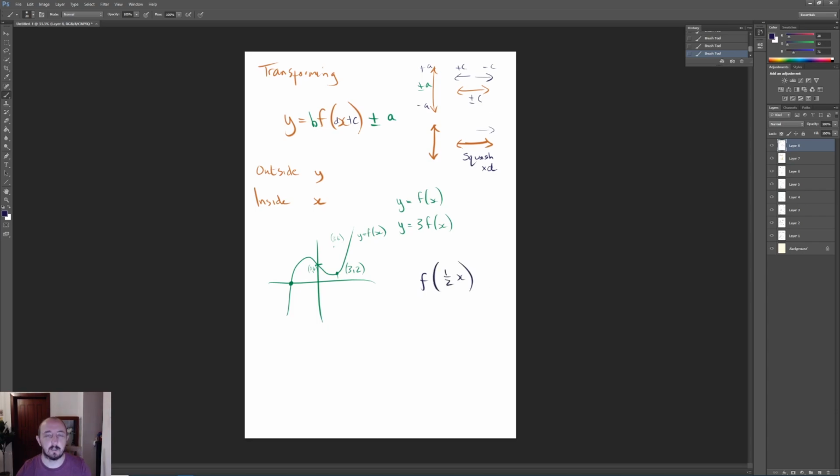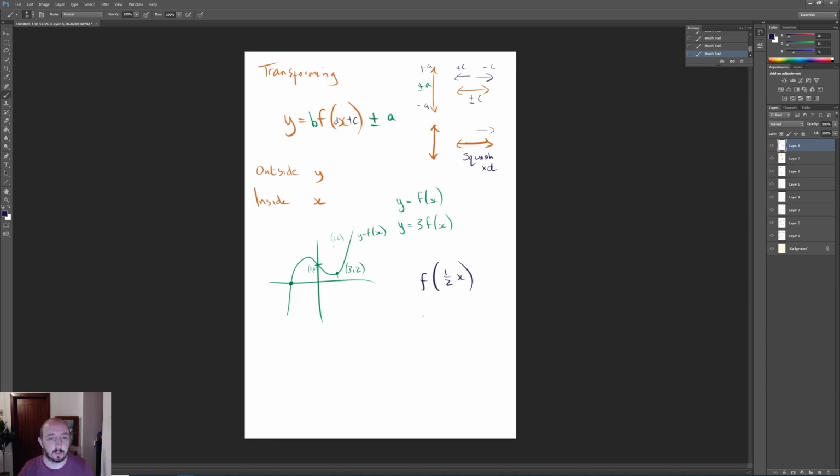then it's inside the bracket, so it's going to affect the x, and it's multiplying, so it's going to be a squash, but it's a half. Okay, so it's doing the opposite of what you think. You think a half's going to go half as big, but a half would actually go outwards like a stretch. Okay, so they're doing the opposite of what you think they're going to do inside the brackets.